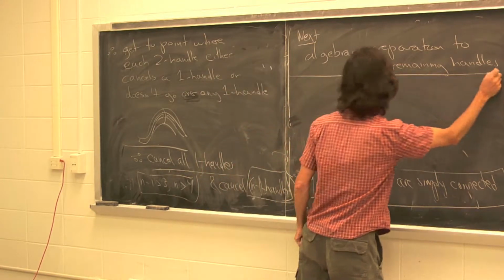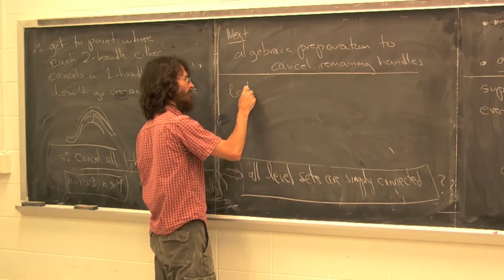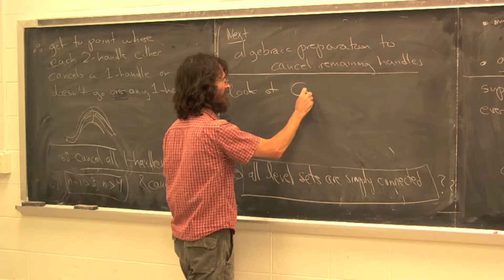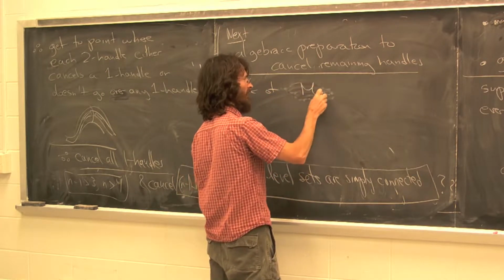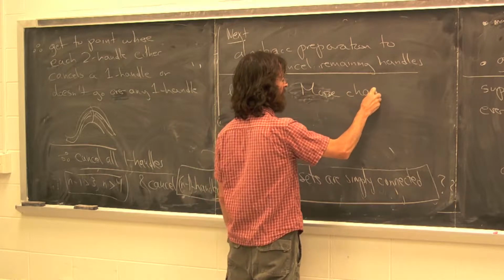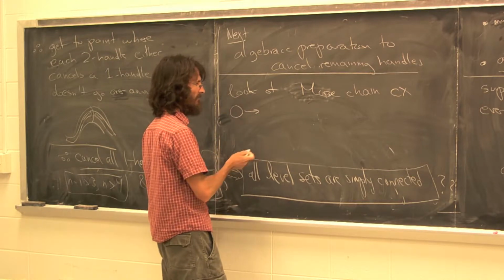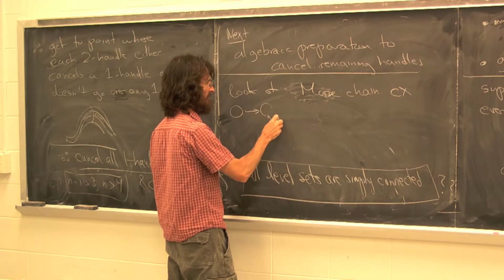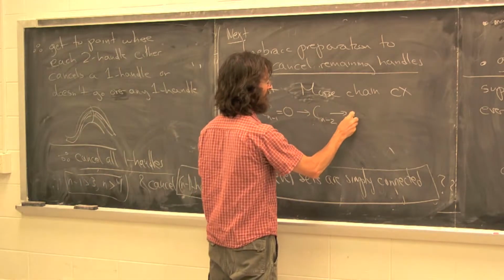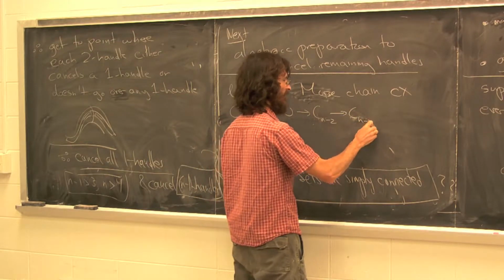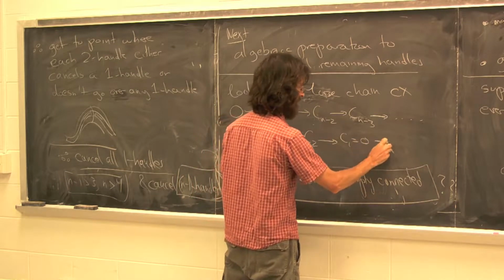So the algebraic preparation to cancel the remaining 1 handles is to look at the Morse chain complex, C star. What is it precisely? Well, in this case, I've gotten rid of n-1, so we'll just put another C_{n-1} equals 0, and letting n-1 handles. And then that goes to C_{n-2}, dot dot dot, C_{n-3}, dot dot dot, C_2, C_1 is 0, 0.